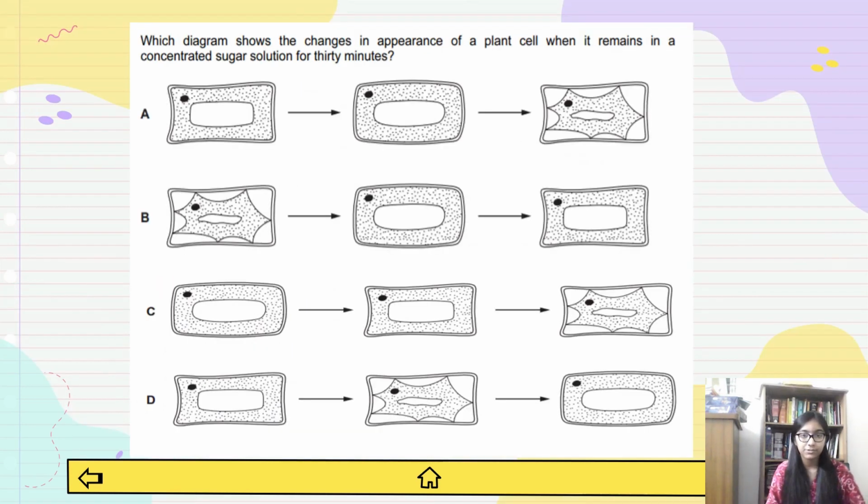Which diagram shows the changes in the appearance of a plant cell when it remains in a concentrated sugar solution for 30 minutes? The sugar solution is hypertonic, meaning it has a lower water potential compared to the cell. The water molecules gradually start moving outside the cell from a higher water potential to a lower water potential, which is indicated by the decrease in volume of the cytoplasm. Eventually, all the water moves out of the cell, causing the cell to become turgid. And thus, our answer should be none other than option C.